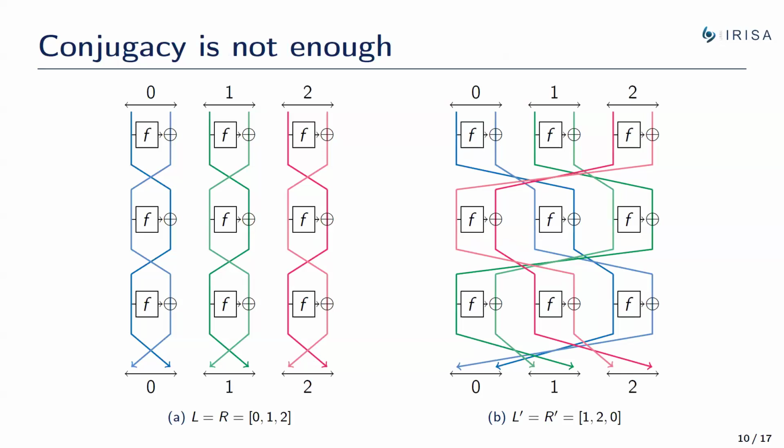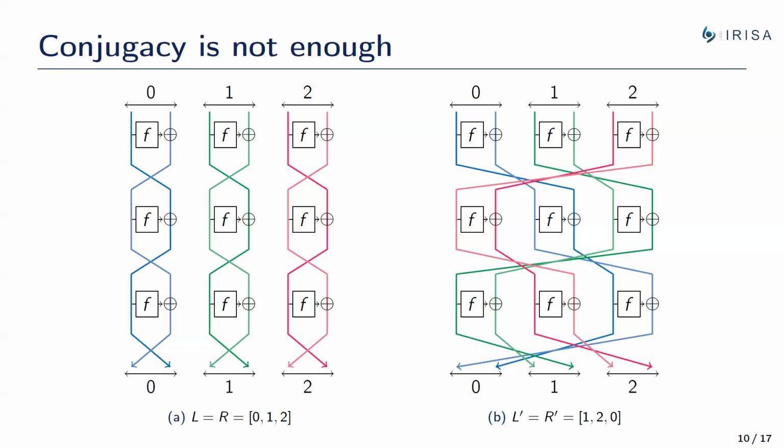However, even if this reduction is interesting, it doesn't cover all the cases. For example, we can look at this example. On the left, we have a really naive GFN, where the left and right branches permutation is merely the identity. And on the right, we have a more complex GFN, where the left and right branches permutation is a cyclic shift. The cyclic shift is not a conjugate of the identity, and so these two GFNs are not conjugacy-based equivalent.